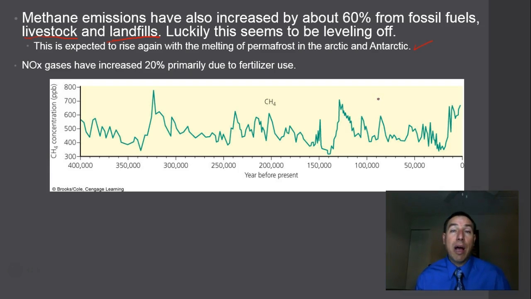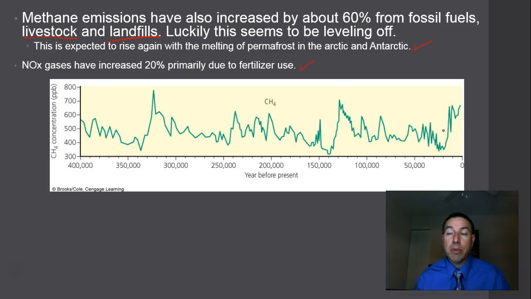This is what we call a positive feedback loop, because the more methane means the more heating, which means the more melting of the permafrost, which means the release of more methane. In the future, the methane increase is probably going to happen as long as the globe continues to warm. Now, NOx gases have also increased, and this is mostly due to our green revolution when we first started using fertilizers. NOx is one of those greenhouse gases that has also increased.